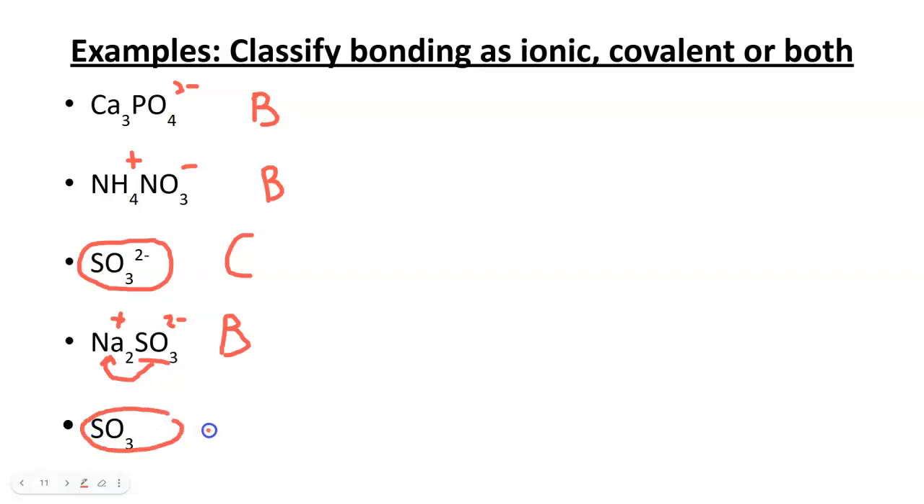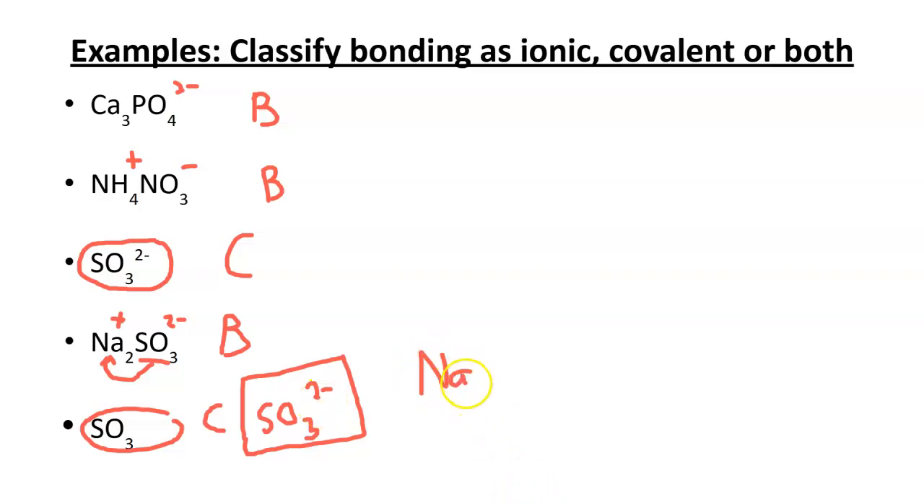SO3 is a tricky one. At first, you might think it's the same thing as SO3 2-. However, it's not, and we're going to get into that a little bit in the next video. For now, we're just going to call SO3 covalent because it's not a polyatomic ion. If it was a polyatomic ion, it would either have to have the charge shown like this, or be with another metal, such as Na2, to show that it's a polyatomic ion.